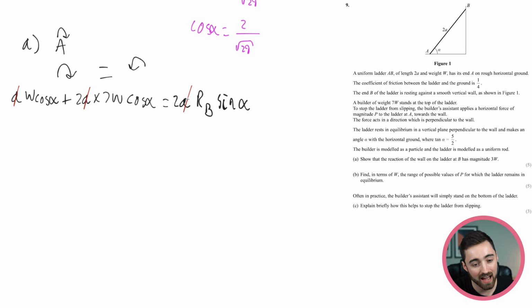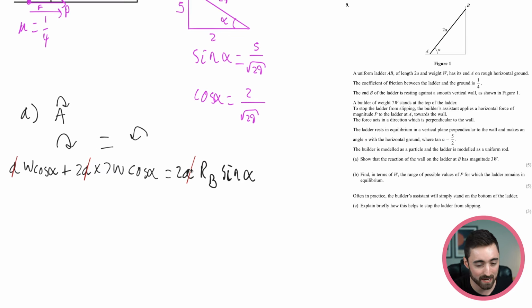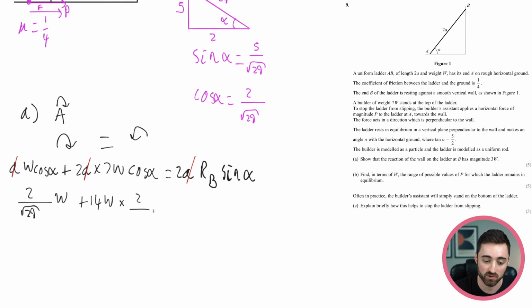Now, I can see that there's cos alphas and sine alphas. I might be inclined to sub these in. I've got 2 choices. I can try and be clever with trig, using the fact that tan is sine over cos, or I could sub them in. Let's sub them in this case, because I can see some all-right cancellations happening. So I'm going to get W times cos alpha. So 2 over root 29, that's the cos alpha, times W, and then plus 2 times 7W is 14W times 2 over root 29 equals 2RB times sine alpha, which is 5 over root 29.